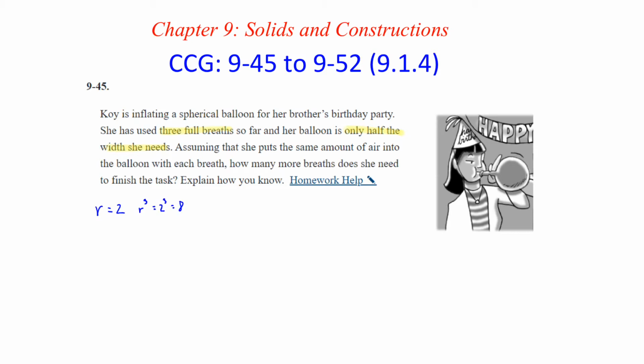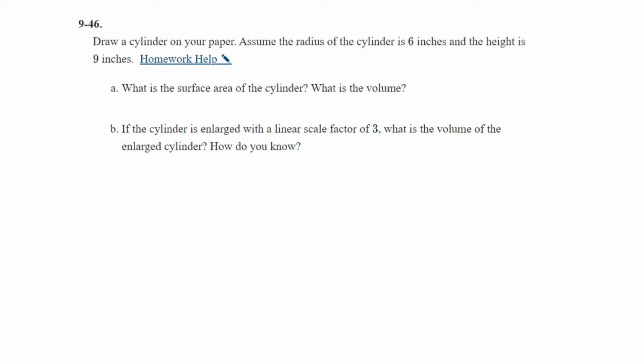So what do we have? Well, if she has 3 full breaths so far, she's going to need 8 times that, which is 24 full breaths total. It does say how many more will she need. Well, she needs 24 total, so she already did 3. So we'll subtract that 3 off, and she's going to need 21 more times to blow into the balloon the same amount to make sure it gets to the size that she wants.